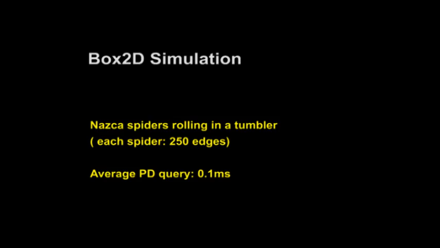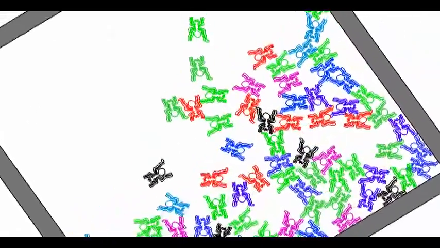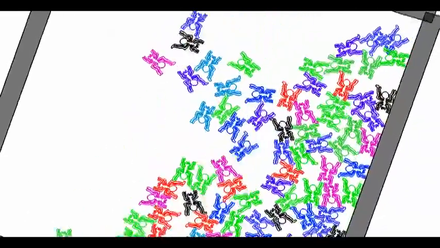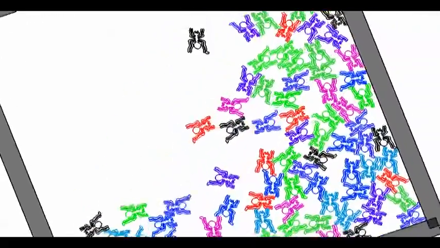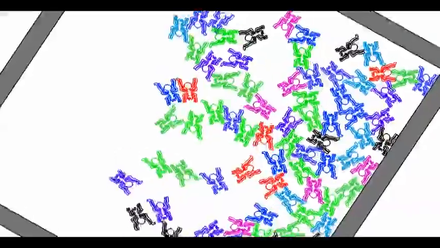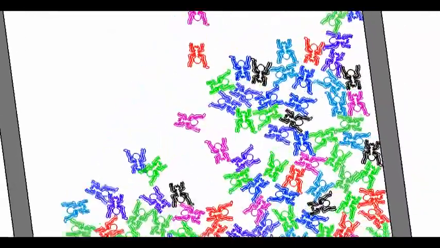Next, we show the results on a complex 2D spider model used in Box 2D. There are multiple contacts between the non-convex spiders, including some deep penetrations. Our algorithm takes less than 0.1 millisecond for each pair of overlapping spiders.